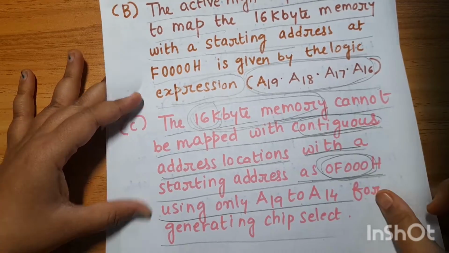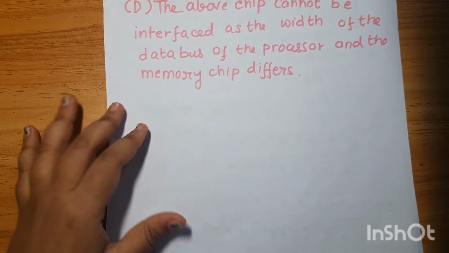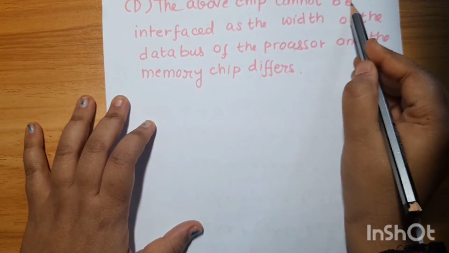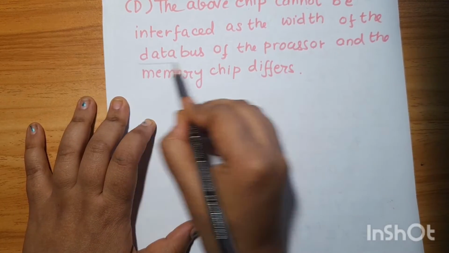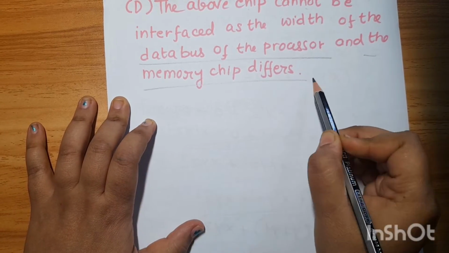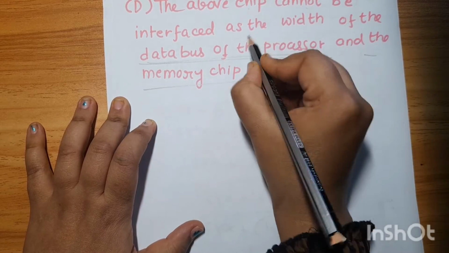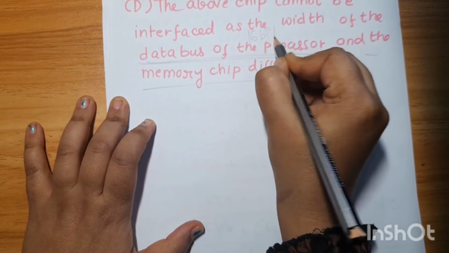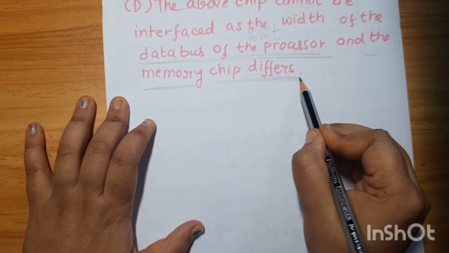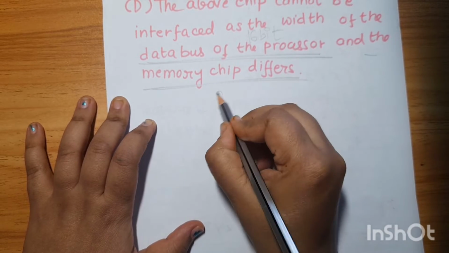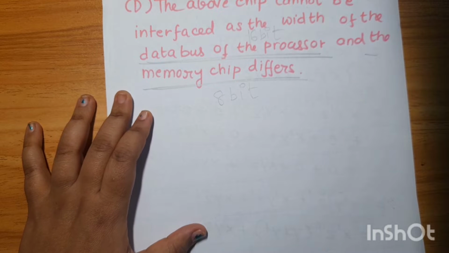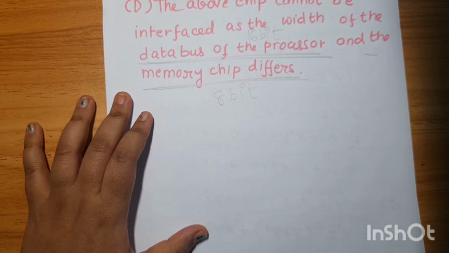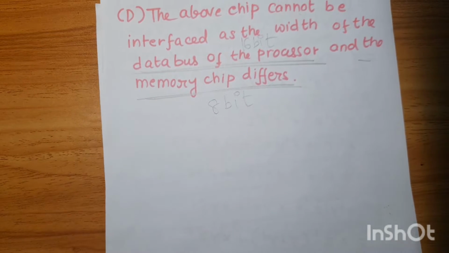Now the last option is: the above chip cannot be interfaced as the width of the data bus of the processor and the memory chip differs. The data bus is 16-bit for the processor, and the memory chip has an 8-bit data width. So the above cannot be interfaced as the width of the data bus of the processor and the memory chip differs. This is the fourth option.